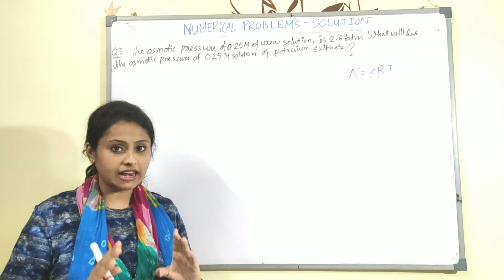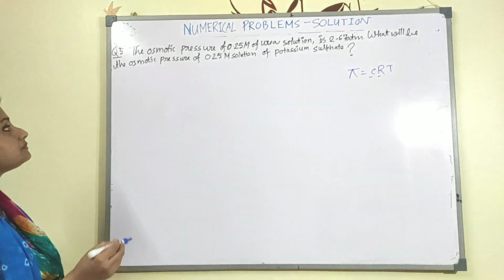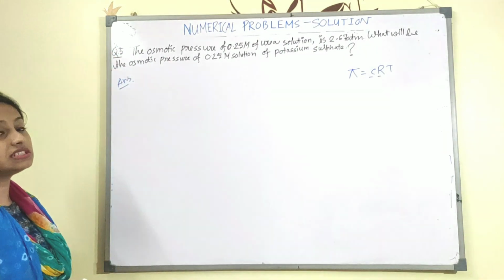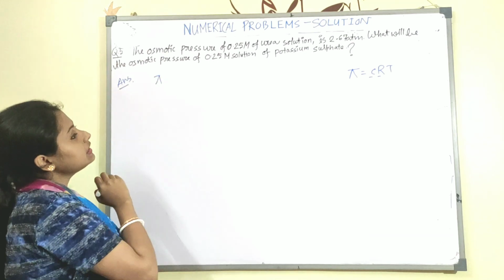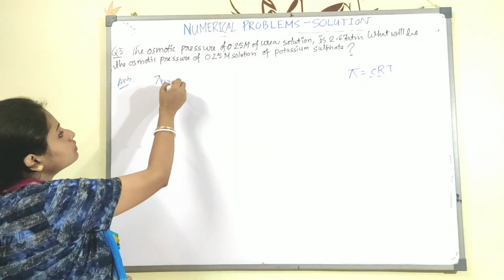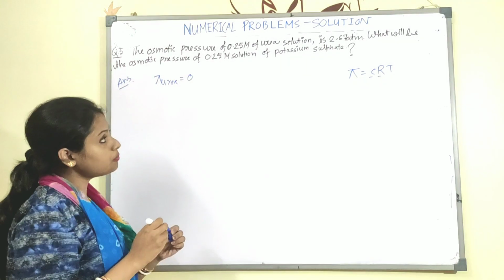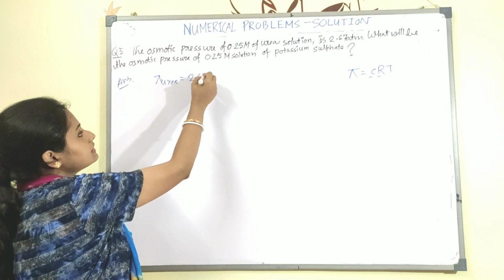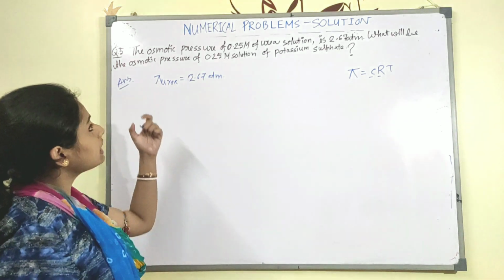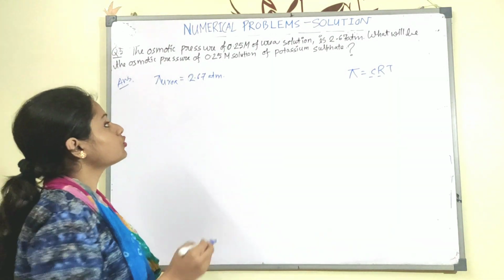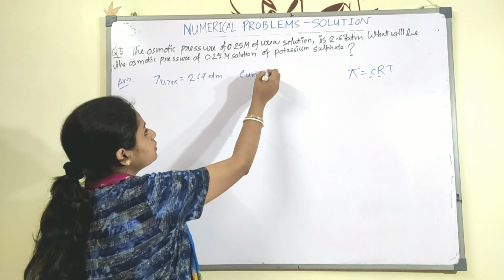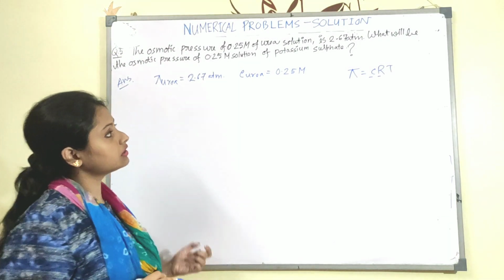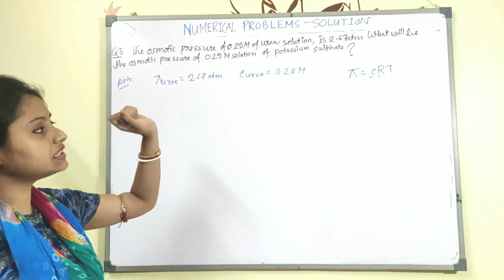So how to do it? Let us go through the solution. And the problem is important enough because it came in 2010. So, pi of urea is told, that is 2.67 atm. The concentration of urea solution is also told. So, C of urea equals 0.25 molarity.